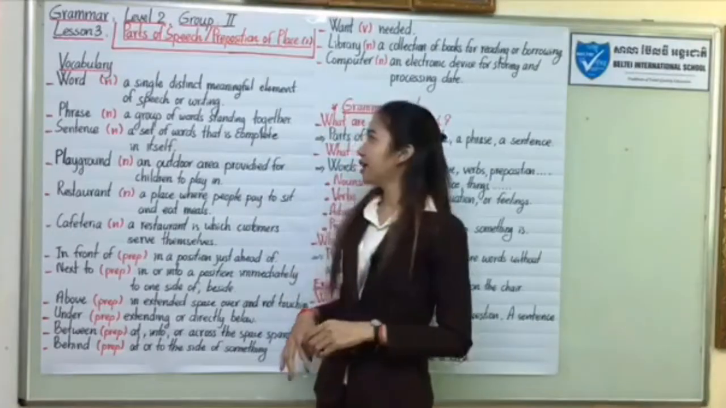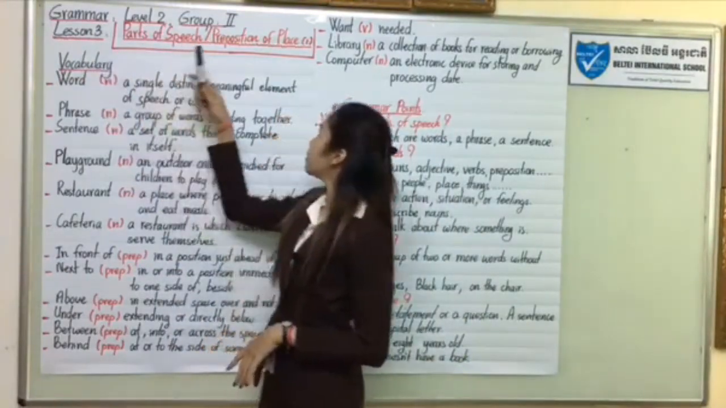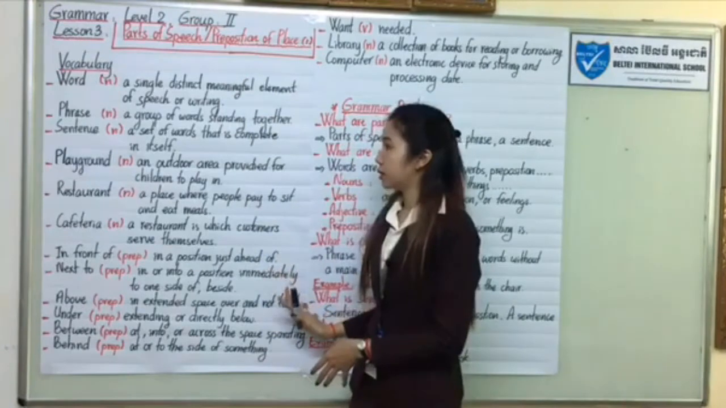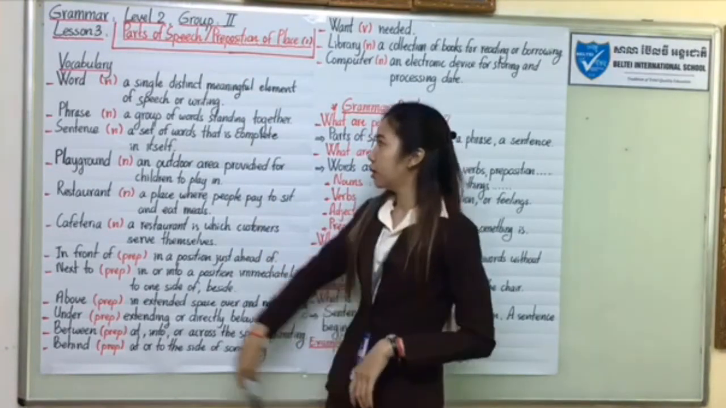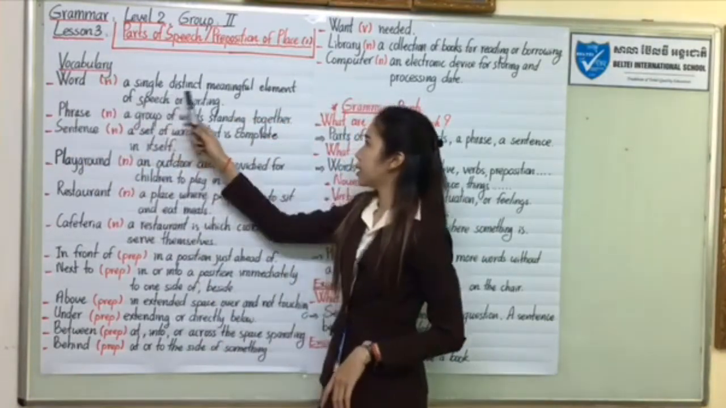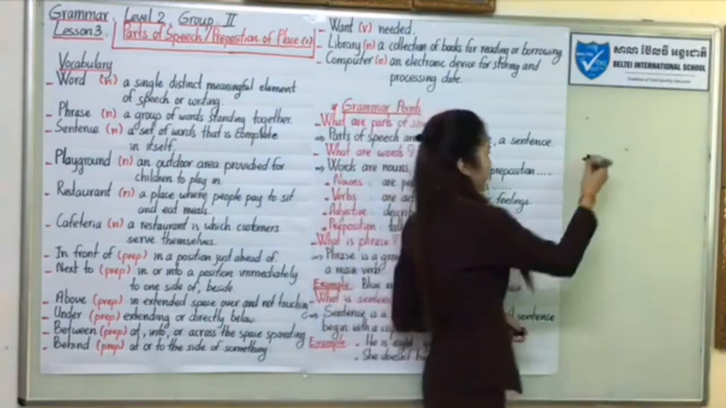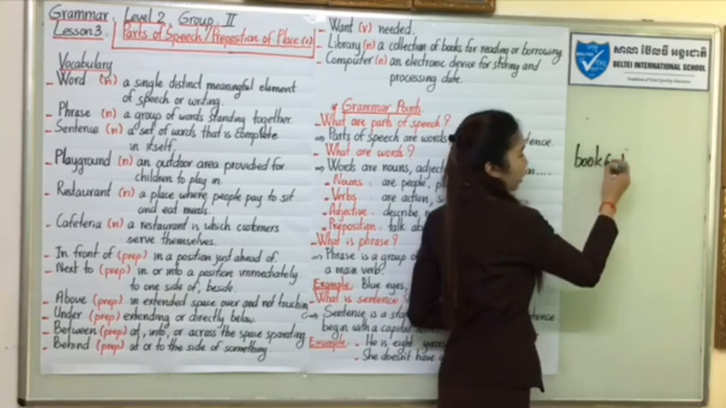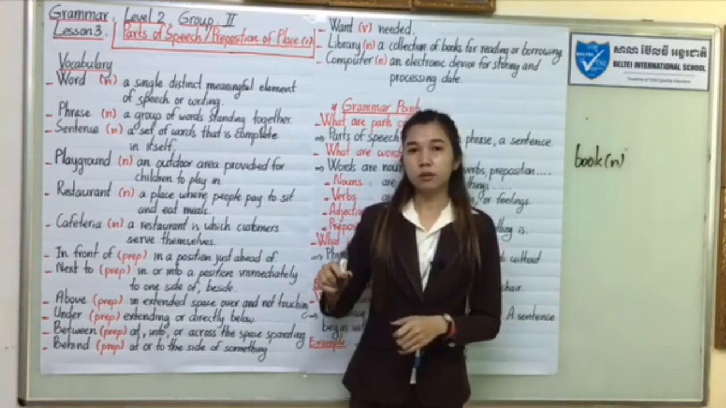Okay everyone, here is our lesson. Today we will study lesson 3, part of speech, preposition of place 1. And here is the vocabulary that you have to learn today. Teacher will read and then explain the definition of each one. Word, function as noun, a single distinct meaningful element of speech or writing. For example, the word book.